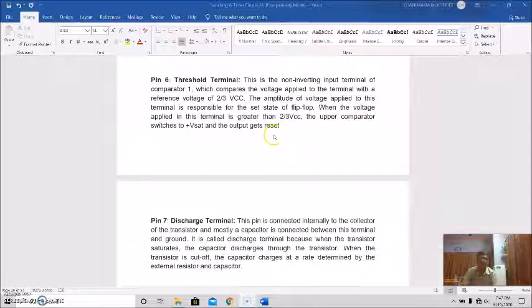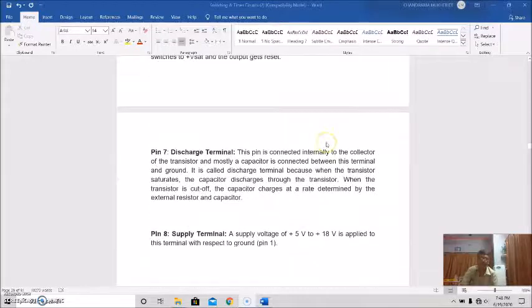So threshold terminal is pin 6. This is the non-inverting input terminal of comparator 1, which compares the voltage applied to the terminal with a reference voltage of 2/3 of VCC. The amplitude of voltage applied to this terminal is responsible for set state of flip-flop. When the voltage applied to this terminal is greater than 2/3 VCC, the upper comparator switches to positive, and the output gets reset.